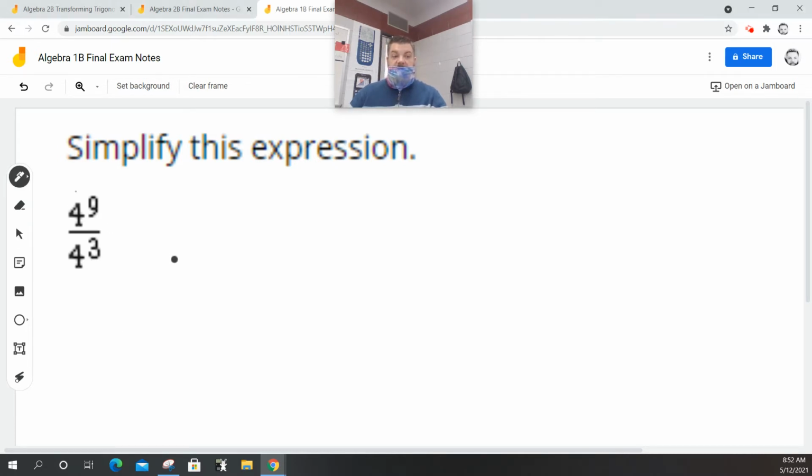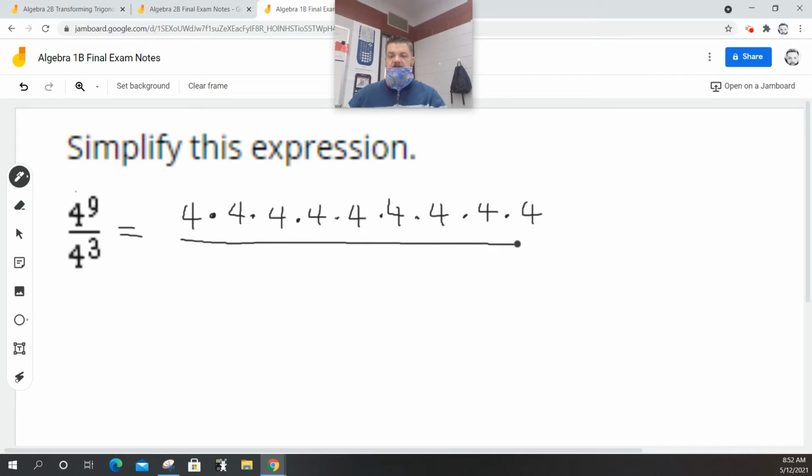Well, what it means is I'm going to multiply by 4 how many times? 9. So I got 1, 2, 3, 4, 5, 6, 7, 8, 9. What does 4 to the third power mean? Yep. So now I've just got 3 4s on the bottom.